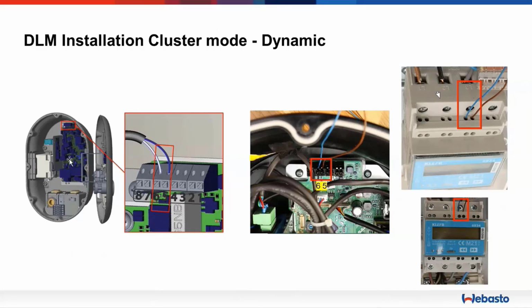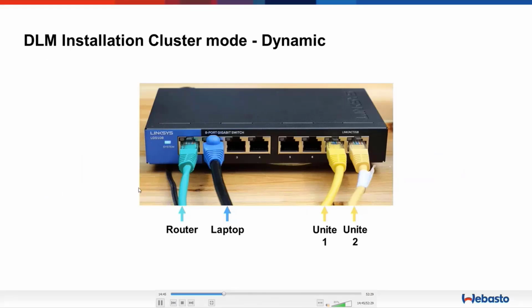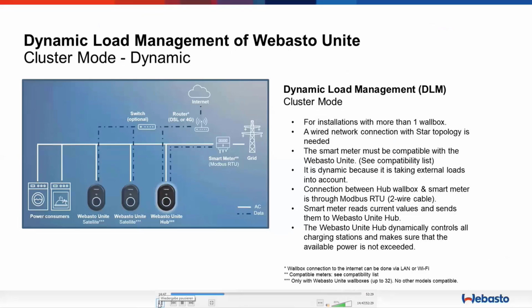Again, here, as we would do it for the standalone mode, we use the same terminals. So the smart meter that will be connected for making the cluster mode dynamic is connected to the same terminals like 5 and 6. And also the smart meter, of course, is basically installed the same way that it would be for the standalone mode. The only difference is right here again, we have more than one charging station connected to build up the cluster.